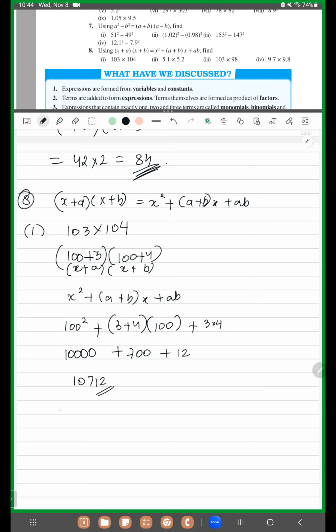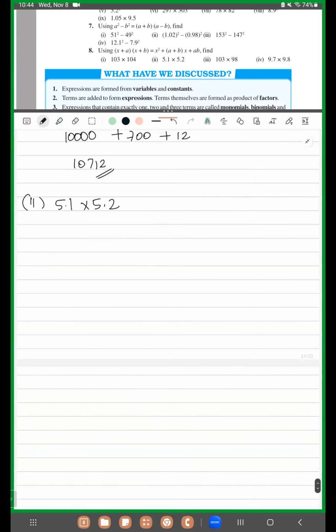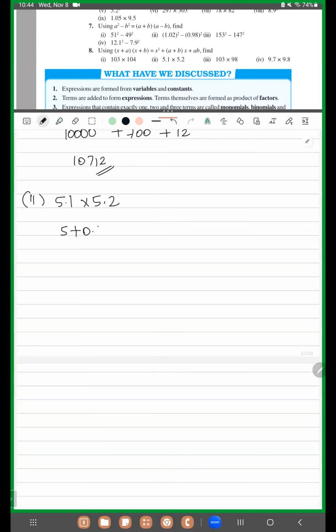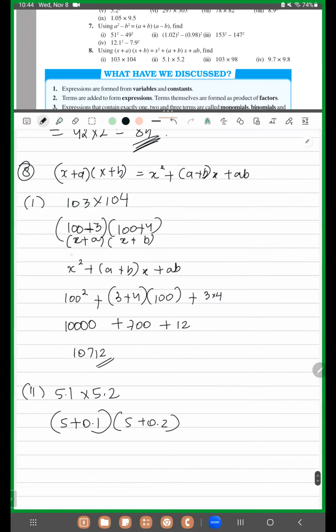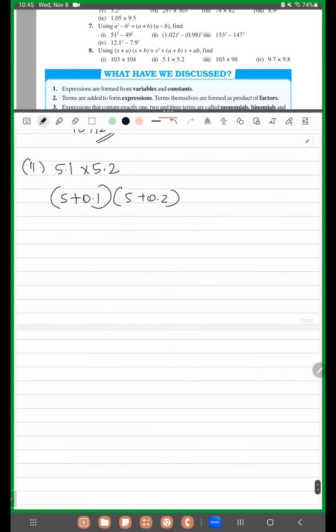Okay, next. 5.1 multiplied by 5.2. So here we can write 5 plus 0.1, multiplied by 5 plus 0.2. This is x, this is a, this is b. Then x plus a, then x plus b.